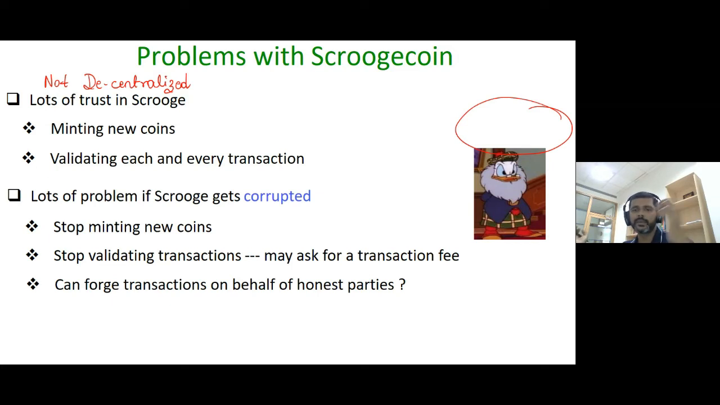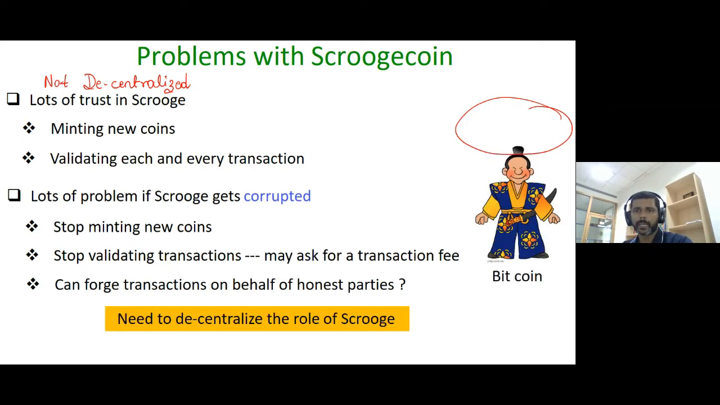That means he can distribute multiple coins with the same numbers, or even if there are double spending attempts, he can simply endorse them and include them in a new block and make it available in the public domain. So there are lots of problems with this Scrooge coin.